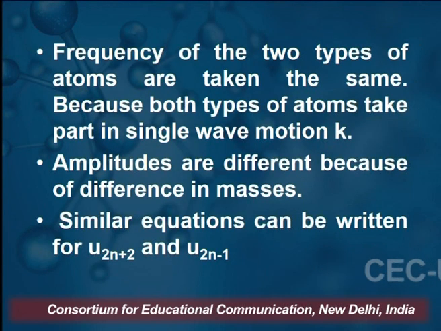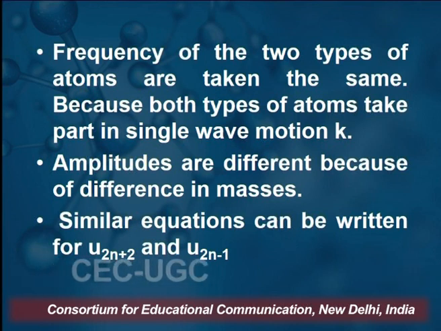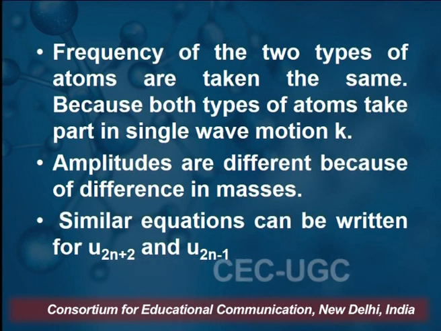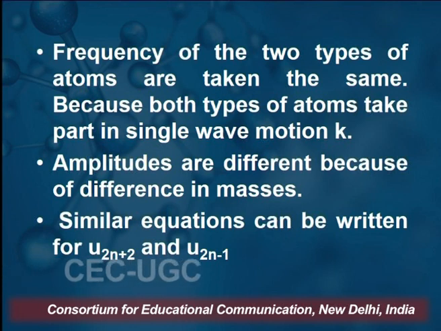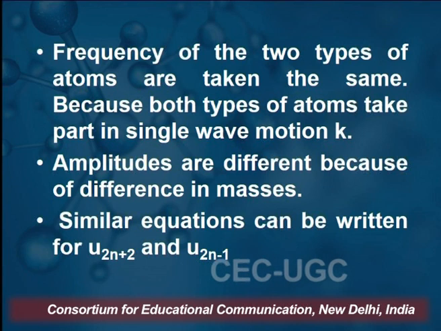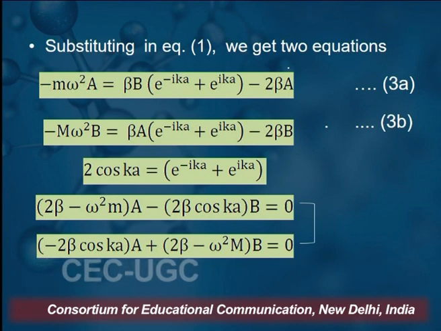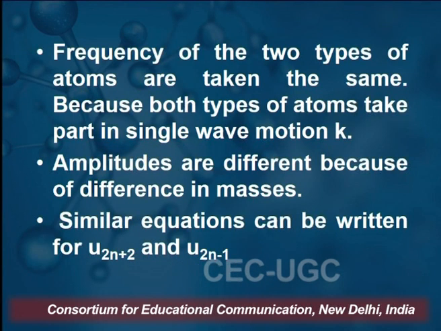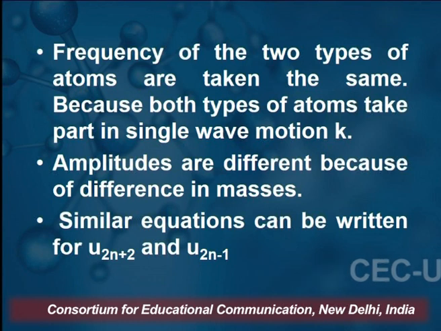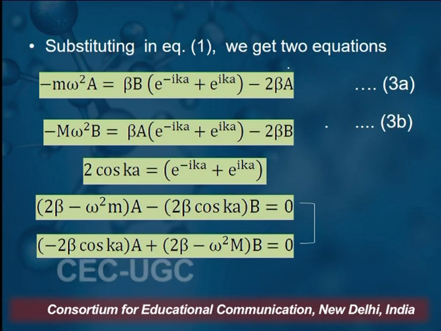The frequency of the two types of atom is taken to be the same, because both atom types take part in a single wave motion K. The amplitudes are different because of the difference in masses. Now, we can write similar equations for U2n plus 2 and U2n minus 1. So, we substitute equation number 2 and the similar equations for U2n plus 2 and 2n minus 1 back in equation number 1 and solve for it.